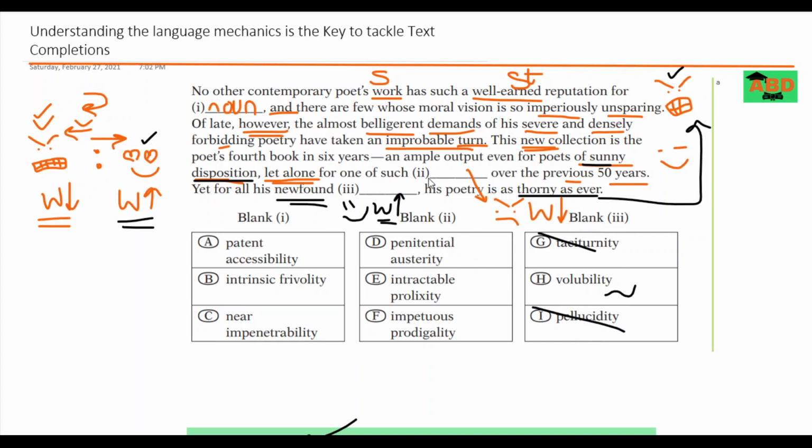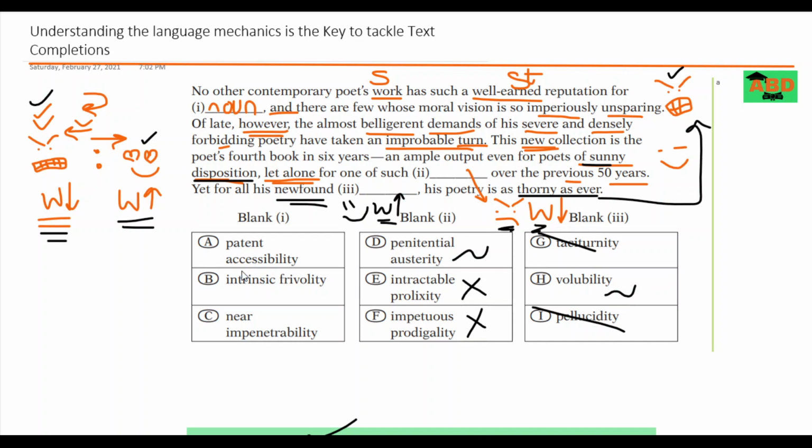If I move to the second blank, I'm looking for people who are harsh and cruel, or something to the effect of writing which is not that much. So penitential austerity. Okay, penitential austerity means stern, serious, strict. So that's something I'm looking for over here. So I'm going to keep it. Intractably prolixity. No, no, no, no. I'm looking for less writing, not a lot of writing. So I need to cancel this out. Impetuous prodigality. Again, a lot of stuff. I'm looking for less. So cancel that out.